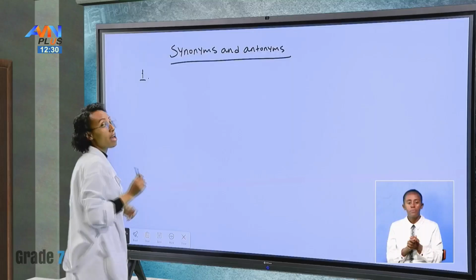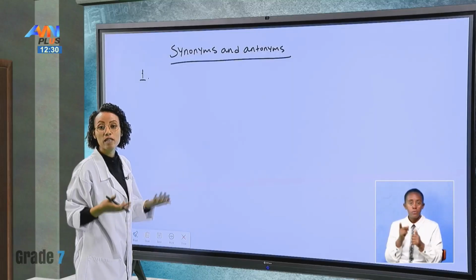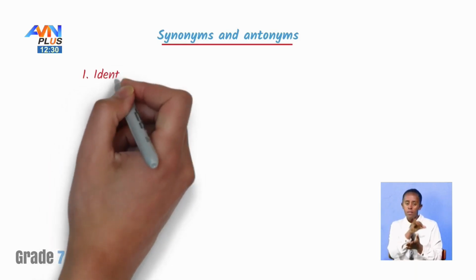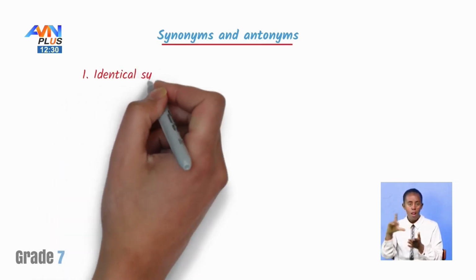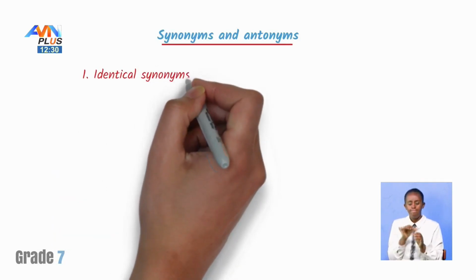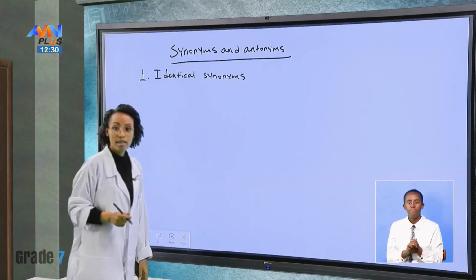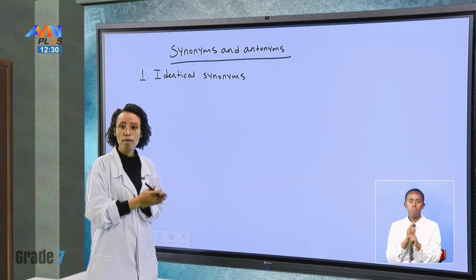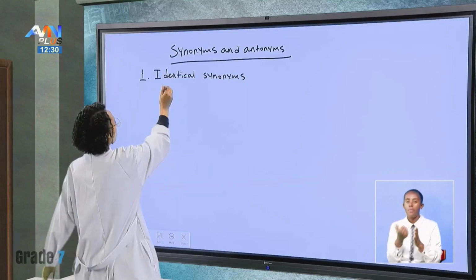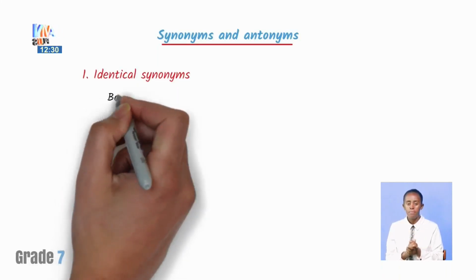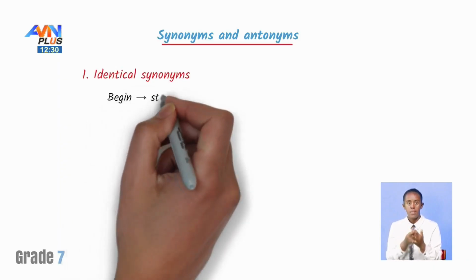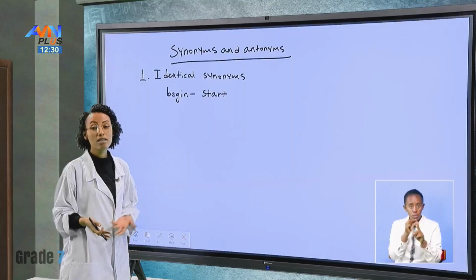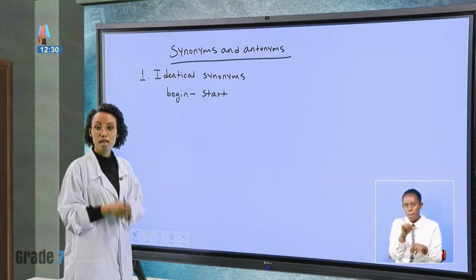The first one, when we talked about types of synonyms, is identical. Identical synonyms are synonyms that have the exact meaning. One means the other. For example, begin, start. These are called identical synonyms because they have the same exact meaning.